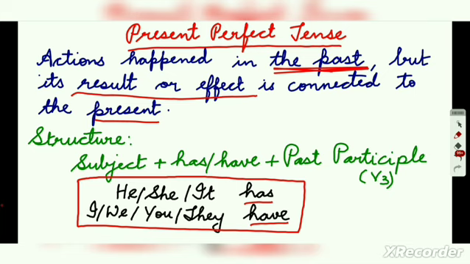Now, you may be wondering, what is this past participle or V3 form of a verb? For example, go, went, gone. Eat, ate, eaten. Write, wrote, written. Here, gone, eaten, written are the V3 forms of the verb. To make it easier for you, I have prepared a list of useful verbs along with their V2 and V3 forms. You can find the link in the description and use it for practice.